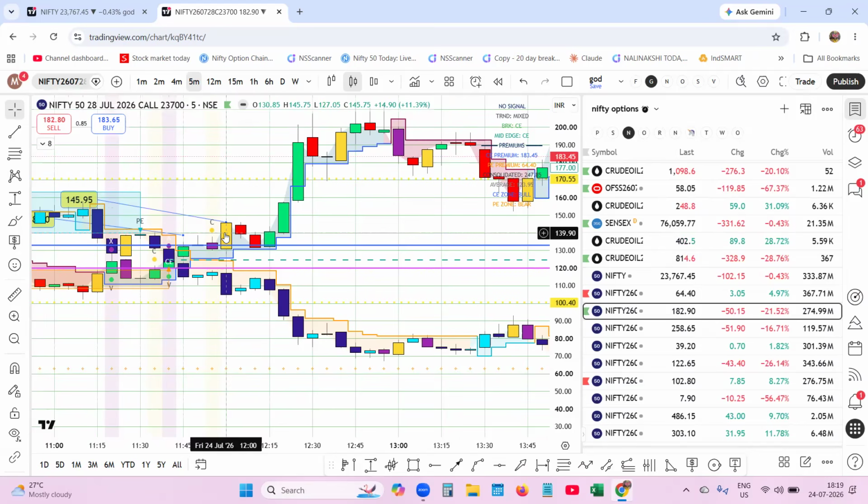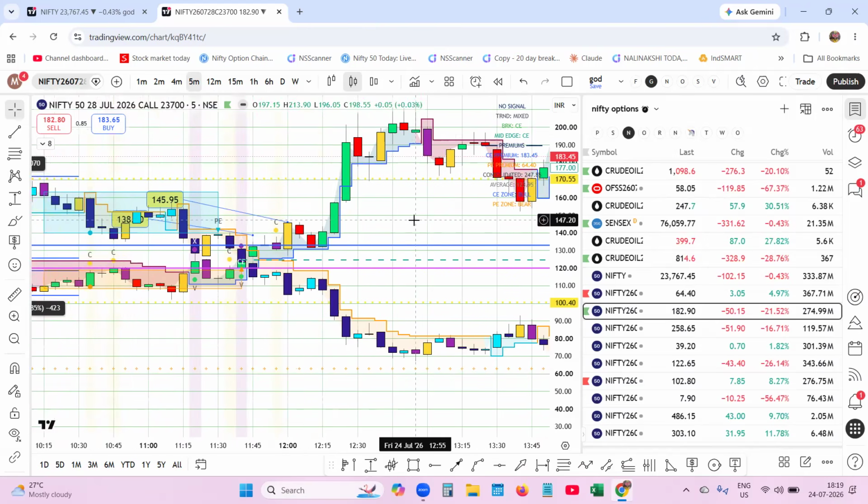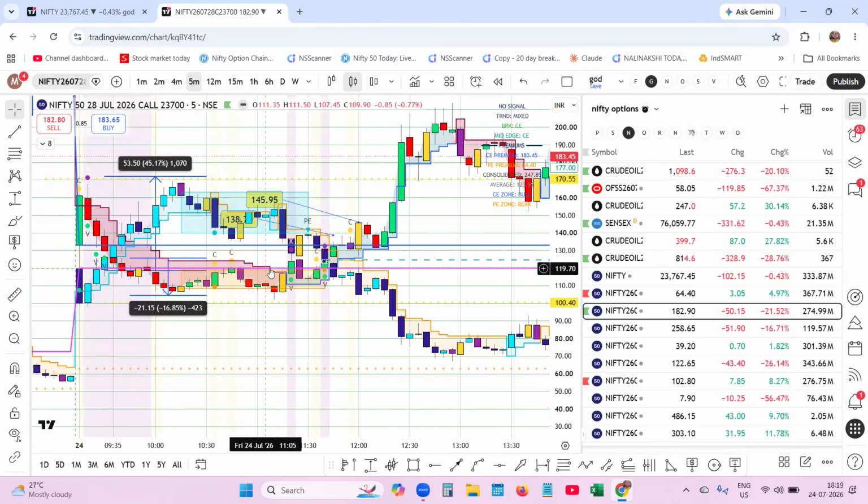So this is where it has been released. From here, it was building and then it was released. Hack number 6 is another one: premium divergence. That's what I talked about, the premium divergence.